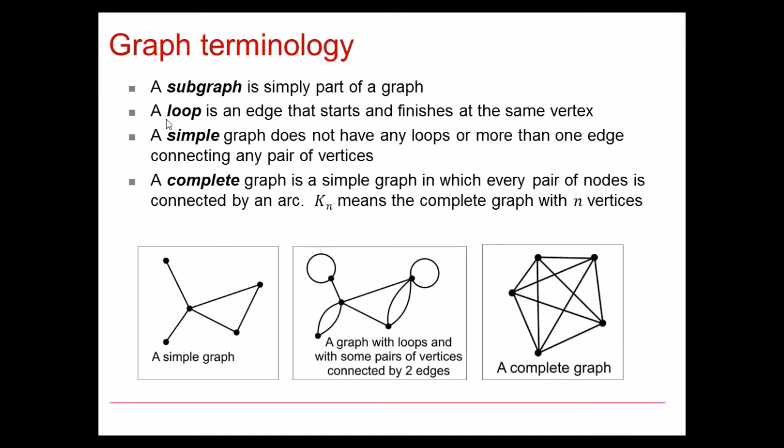For terminology, we can see that a subgraph is simply part of a graph, and a loop is an edge that starts and finishes at the same vertex. A simple graph does not have any loops or more than one edge connecting any pair of vertices. You can see here an example with some pairs of vertices connected by two edges. A complete graph is a simple graph in which every pair of nodes is connected by an arc. We use the notation Kn to show the complete graph with n vertices.